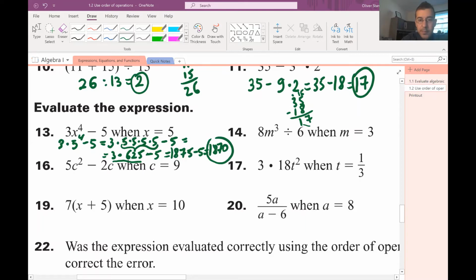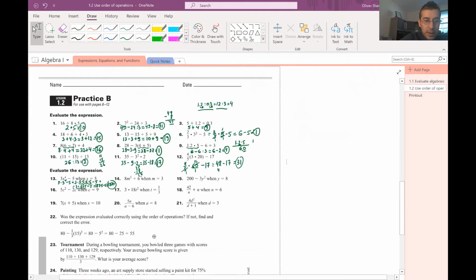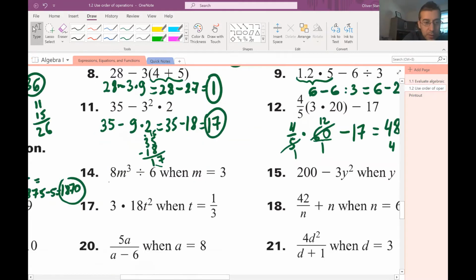14 is 8m cubed divided by 6. So first we do the powers. So we're going to do 8 times m, where m is 3. So 3 cubed is 3 times 3 times 3. So 3 times 3 is 9. 9 times 3 is 27. And then divided by 6.